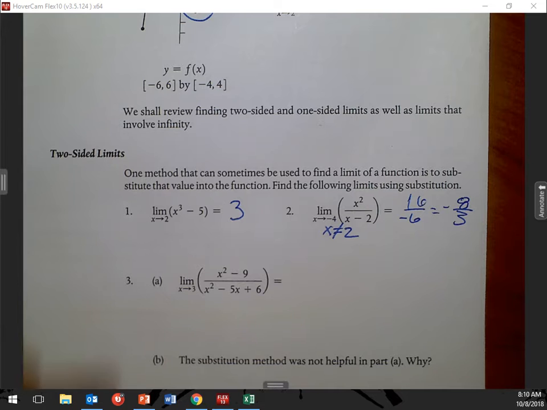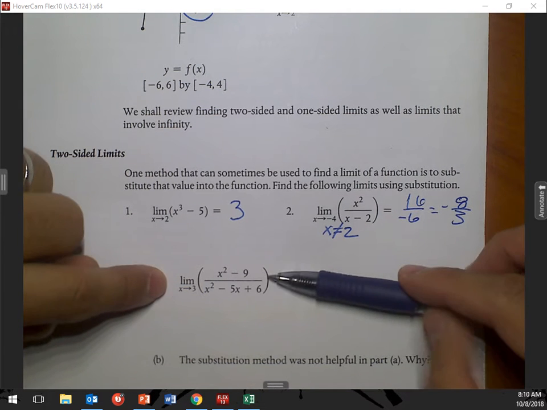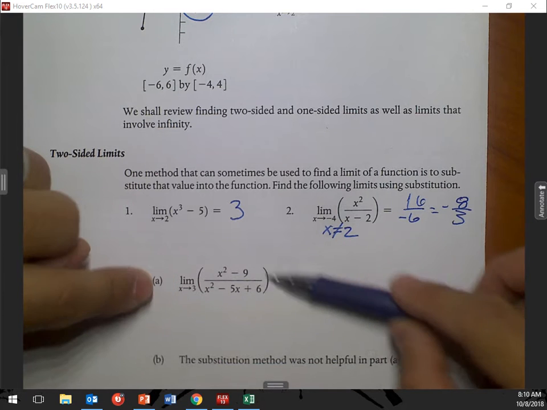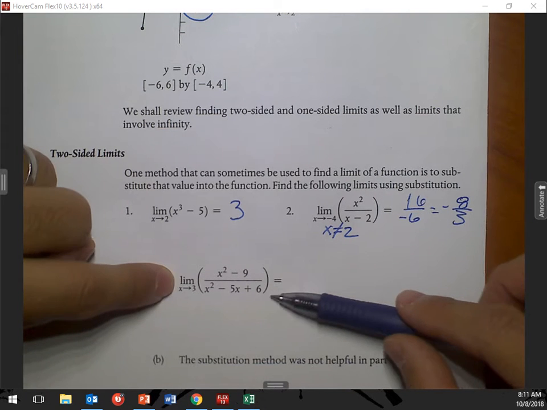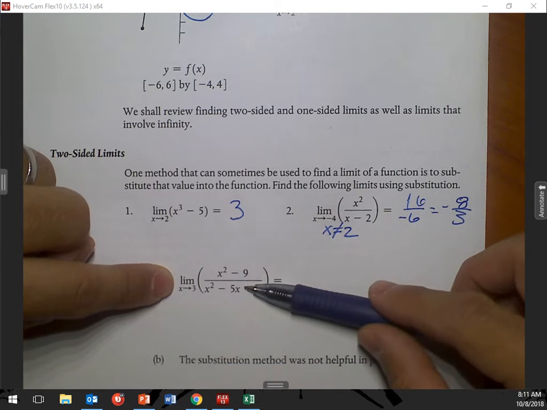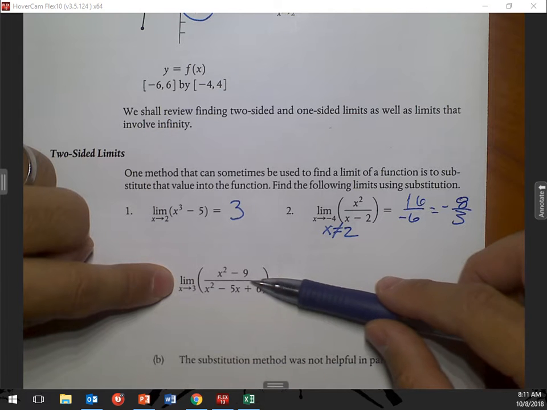Now this one also has restrictions on the domain. I cannot have 0 in the denominator. So to find out where my zeros are in the denominator, I have to do what? That F word, right? Factor that.